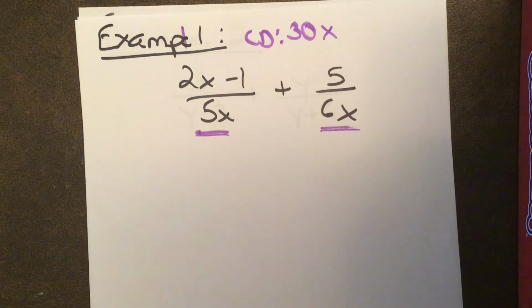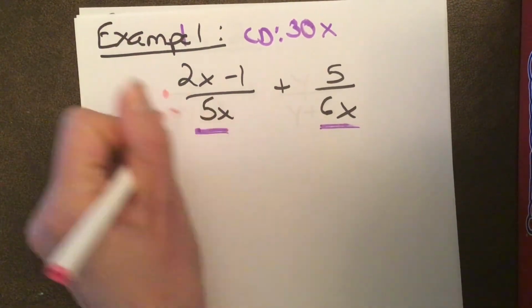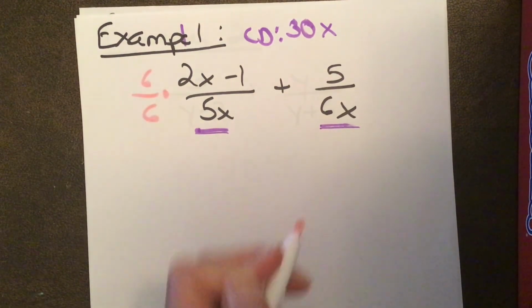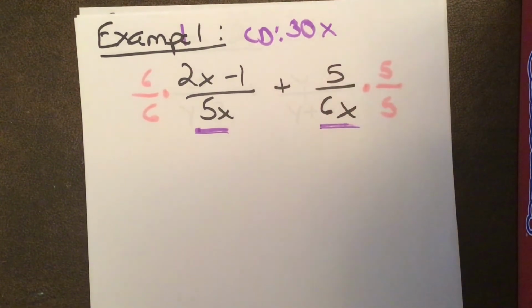So my common denominator is 30x. Once I know that, I've got to get this one to be 30x and this one to be 30x. Since this one is 5x right now, I'm going to have to multiply it by 6/6. This one, since it's 6x right now, I'm going to have to multiply by 5/5. Okay, and then we just do the multiplication.